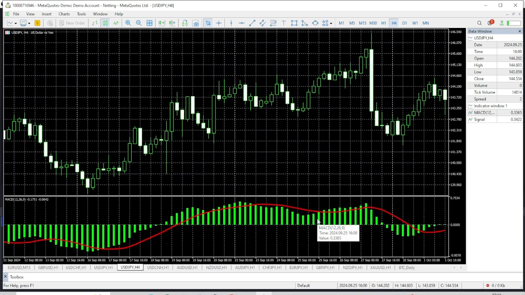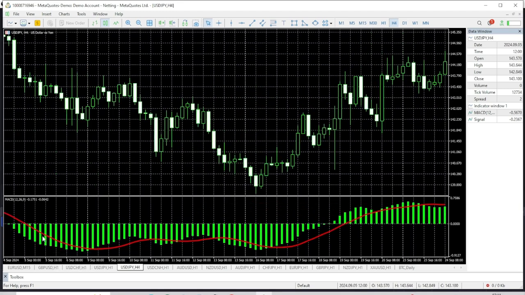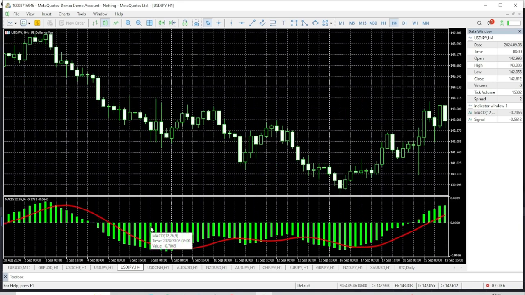So the simple application of this technique is that once the histogram bars, the green rectangles that you are seeing, are forming above the 0.00 mark, the market is said to be in uptrend. And when they are forming below the 0.00 level, the market is said to be in downtrend. That is the basic application of the technique. But it is much more than that.